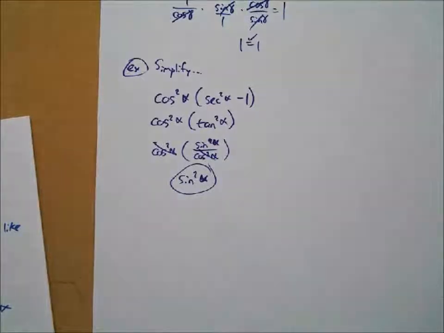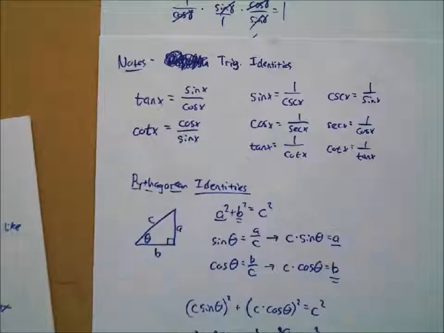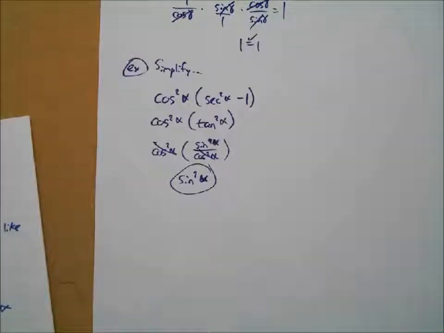Should we just memorize one? For the three Pythagorean identities? No, for the trig identities, all the ones up here. Yeah, you should know all of them. Yep. Okay.